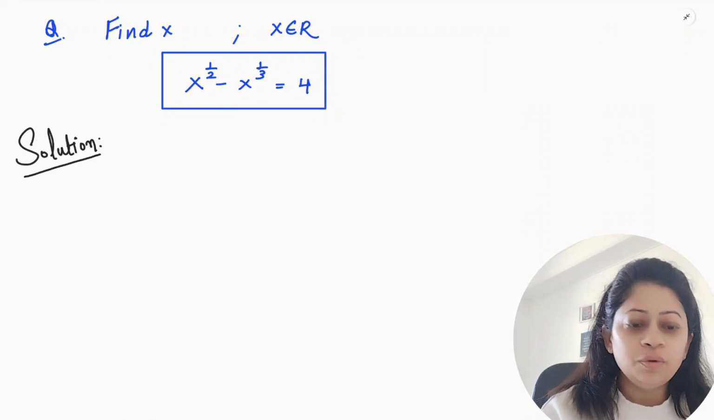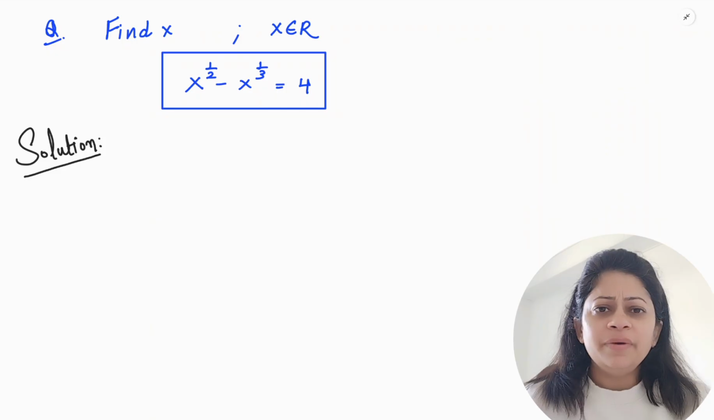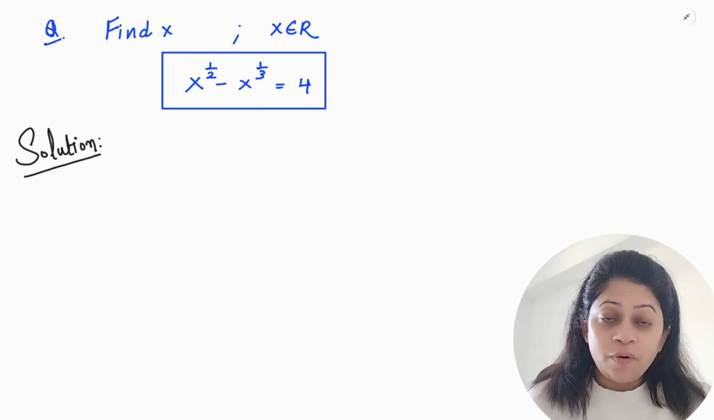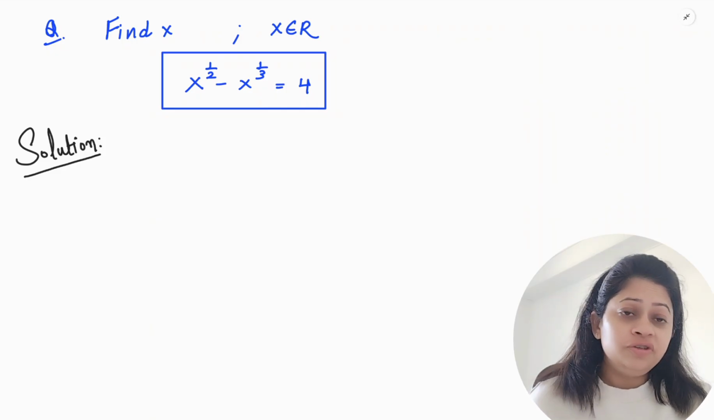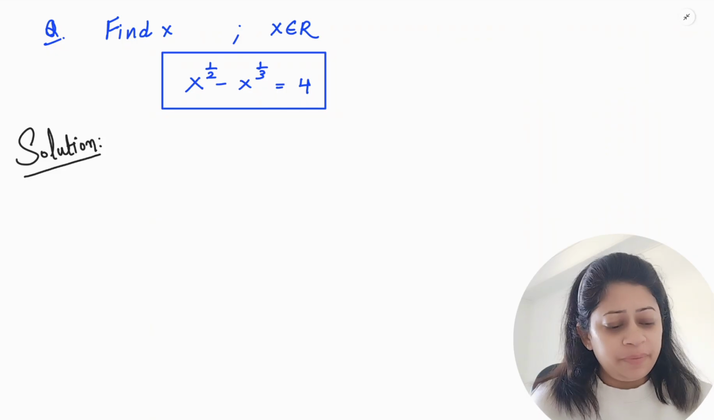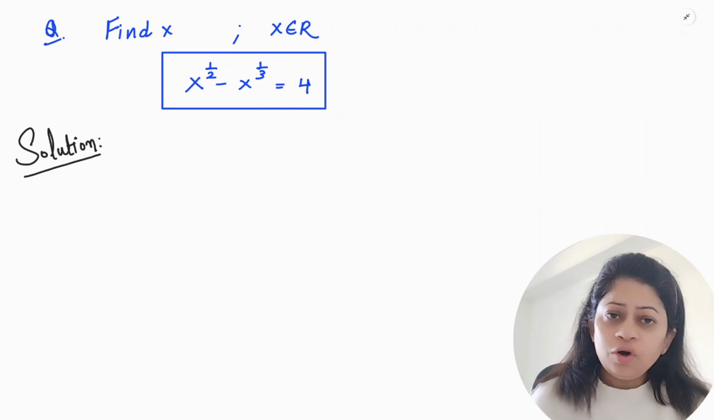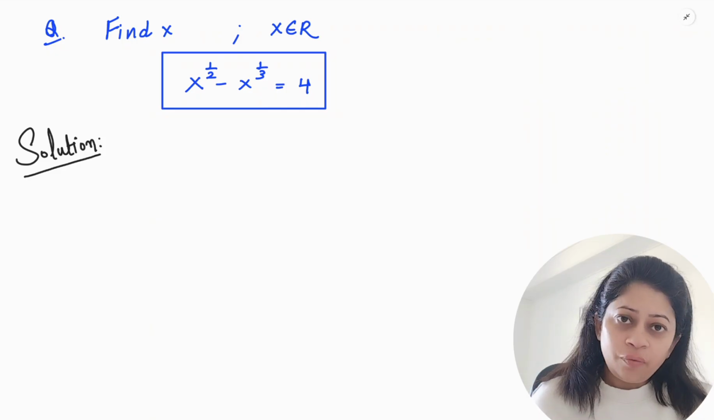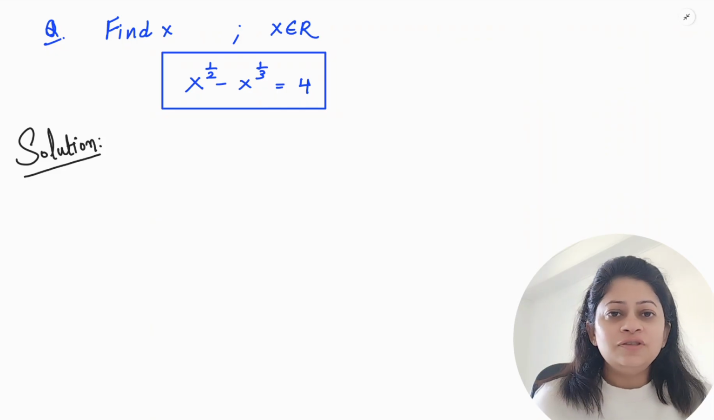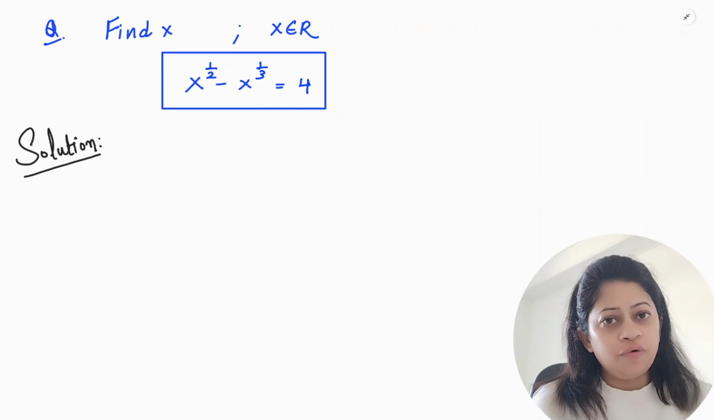In this video we have another Maths Olympiad question which is very important, and you will see this question in many countries' Maths Olympiad. So what do we have here? We have this equation where they say x raised to power 1 by 2 minus x raised to power 1 by 3 is equal to 4.